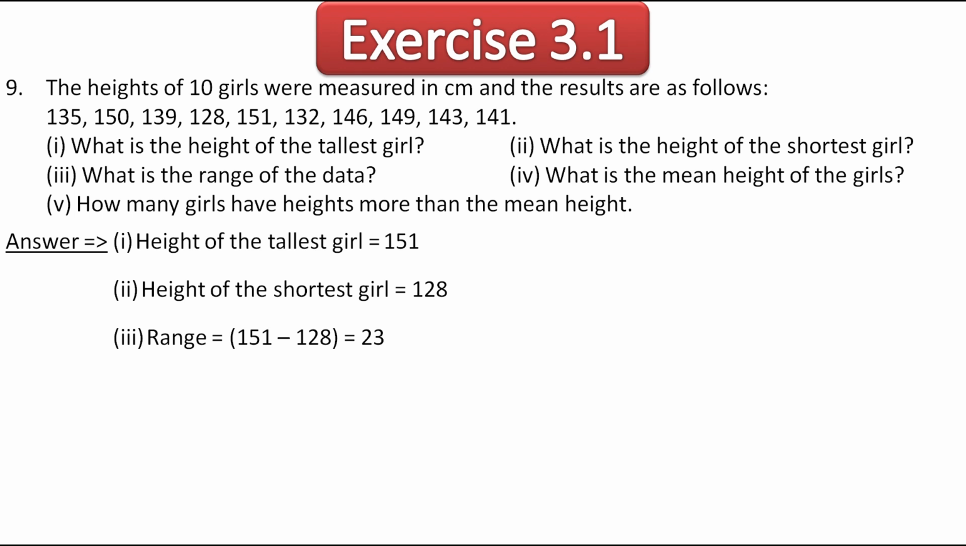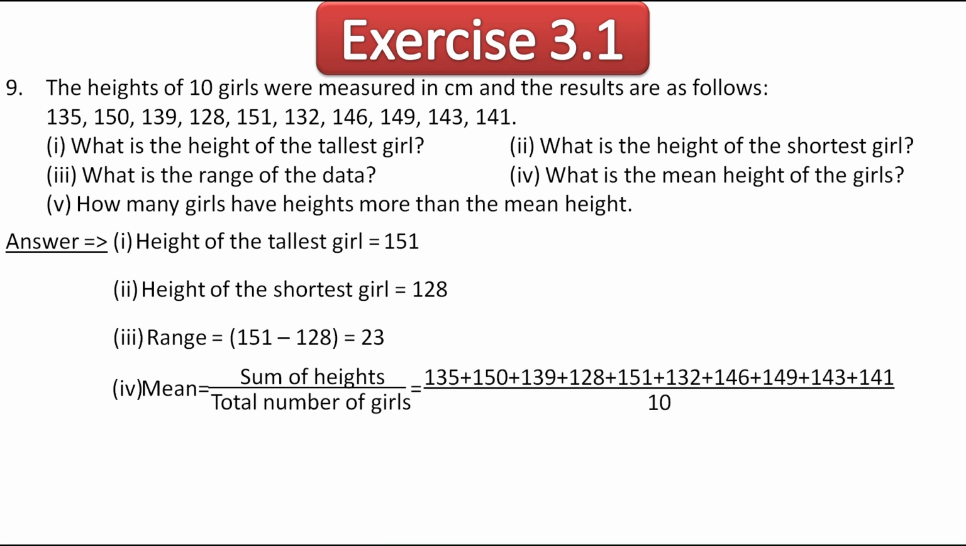Okay, now what is the mean height of the girls? That can be found by using the formula, that is the sum of heights upon the total number of girls. So the sum of heights can be written this way, and the total number of girls. When I add them, I got the answer as 1414 upon 10, which is equal to 141.4. Okay, this is the mean.